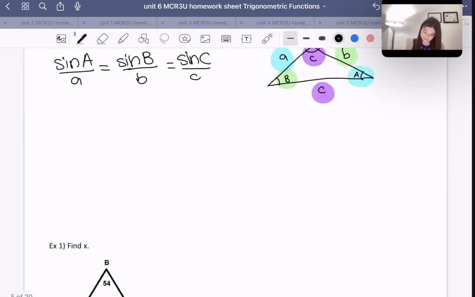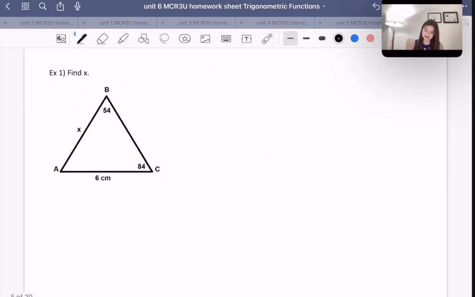Okay, so let's do an example. Here it says to find x. So let's figure out what is given to us. We are given an angle and a corresponding side that's the opposite of that angle. We're given angle B and side B, which is a great start. We're also given angle C, and we're expected to find side C, which is x. The side opposite to angle C is side C, which in this case is x.